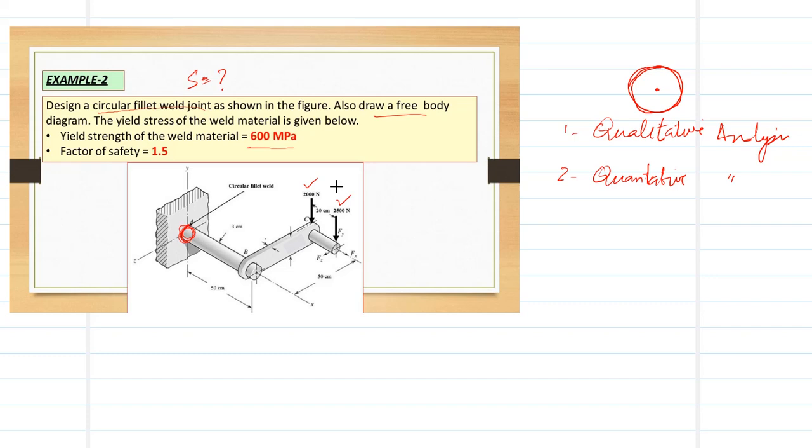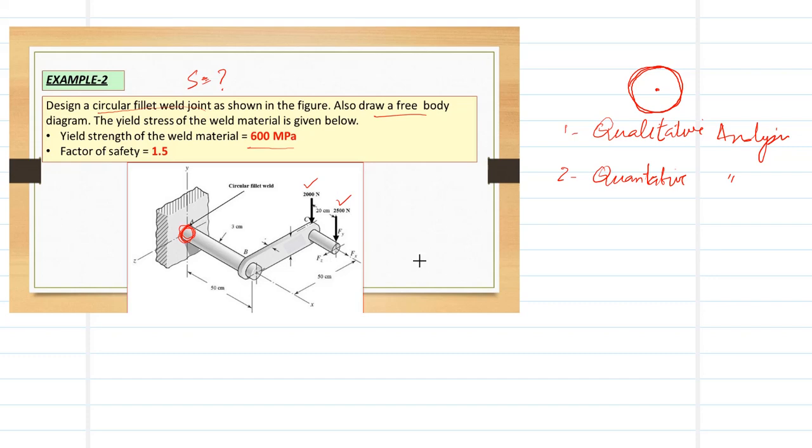After that, when we have evaluated the total stresses in the weld, we have to find out the values of them. So, what are the quantities of these stresses? And at the end, we have to just use them to find the size of the weld. So, let's start with this problem.